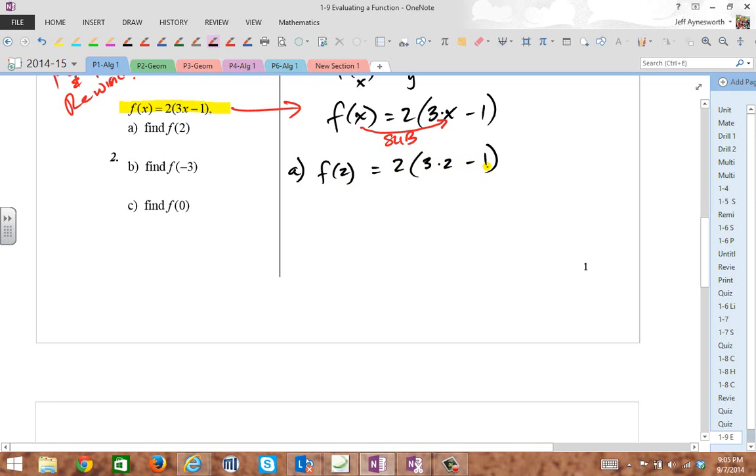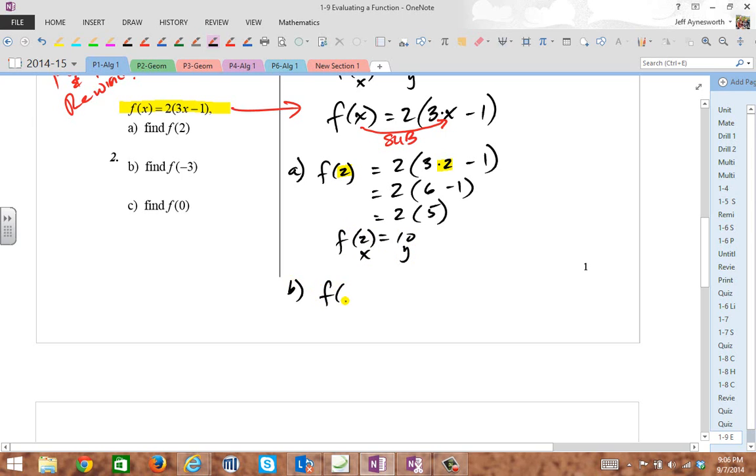If you understand just basic arithmetic and order of operations, and what to do at a particular time, this is not that bad. So let's work this out. We got 2 times 6 minus 1, or 2 times 5, right? 6 minus 1 is 5, so 10. So we say that f of 2 is 10, where x is 2 and y is 10. That's all there is to it.